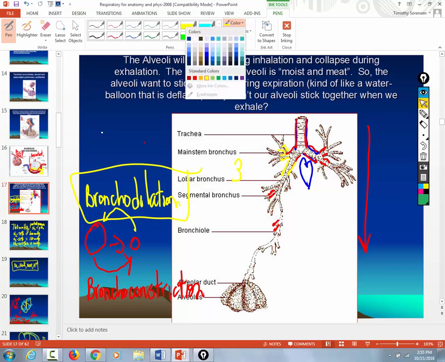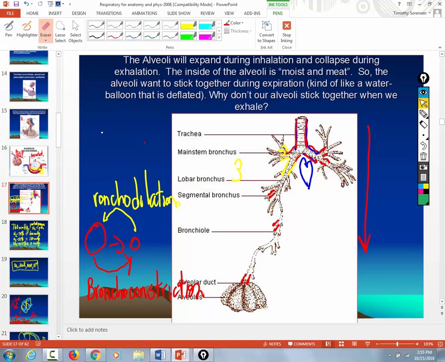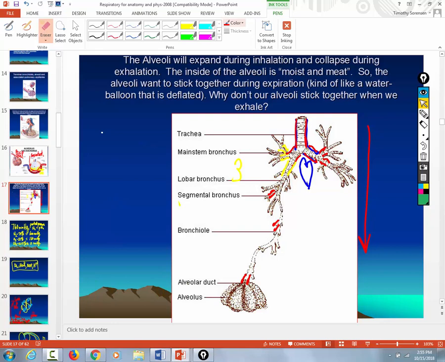Now, the bronchioles then are connected to a series of one cell thick air sacs called alveoli. A single alveoli is an alveolus. When you have a bunch of them together, and I'll show you a little better picture in a minute, you have alveoli.